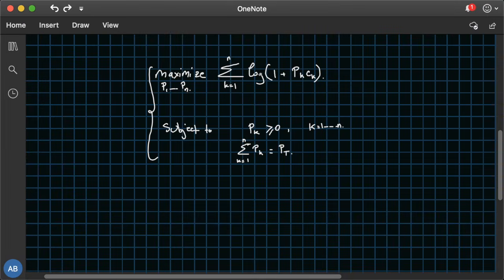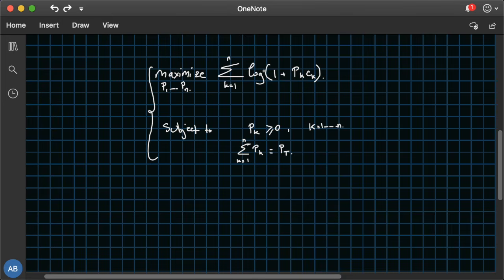You're maximizing a concave function in p's, P1 down to Pn, subject to affine constraints, right? So those two constraints are linear, hence convex. Now one might say, oh, but we're maximizing a concave function. Isn't this a concave optimization problem?